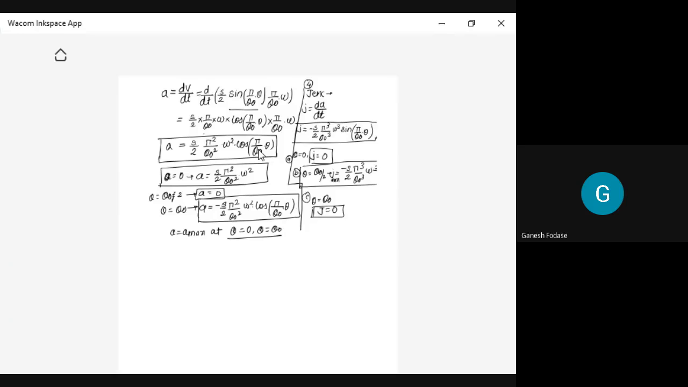Okay, jerk equations are clear. Any doubt? No, sir. Okay. So now you have displacement equations, velocity equations, acceleration equations, jerk equations, and you know their values at theta is equal to 0, at theta is equal to theta O by 2, at theta is equal to theta O. So can you draw graphs? Can anyone try it? How will the nature be?